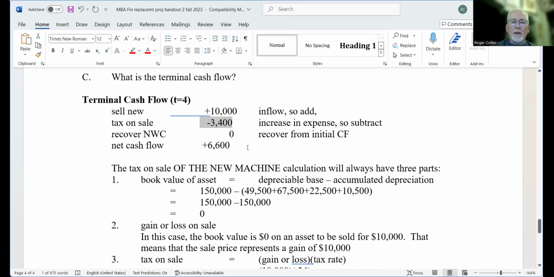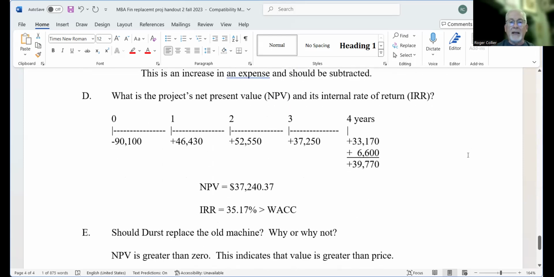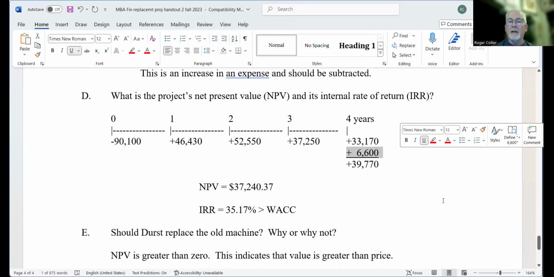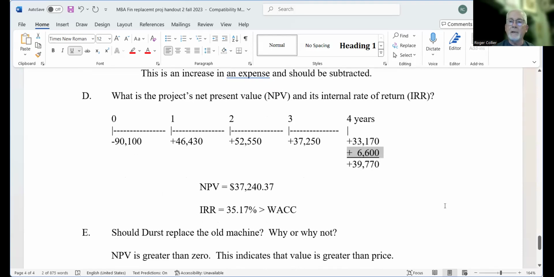Right? There was no investment in net working capital, so there's nothing to recover. 0 and 0, done. Put all of that together. Our net terminal cash flow is 6,600 positive inflow. And you see that here on the timeline. The final operating cash flow and the terminal cash flow happen at the same time. Put those together to get 39,770. Right? There's our timeline. There are our cash flows.